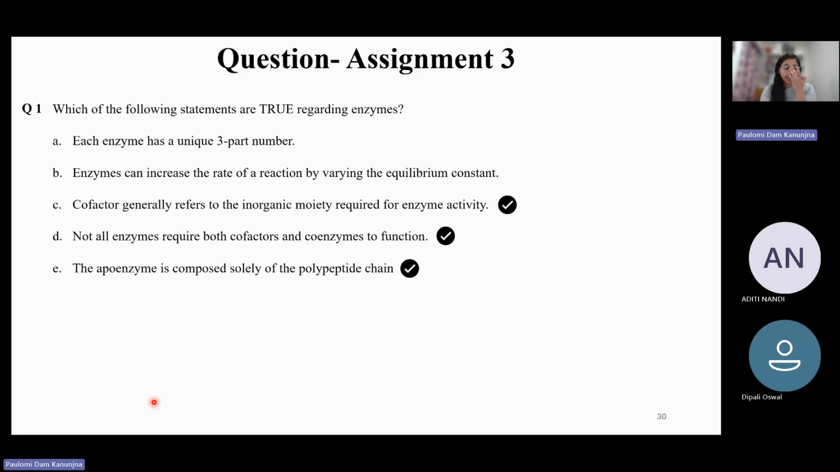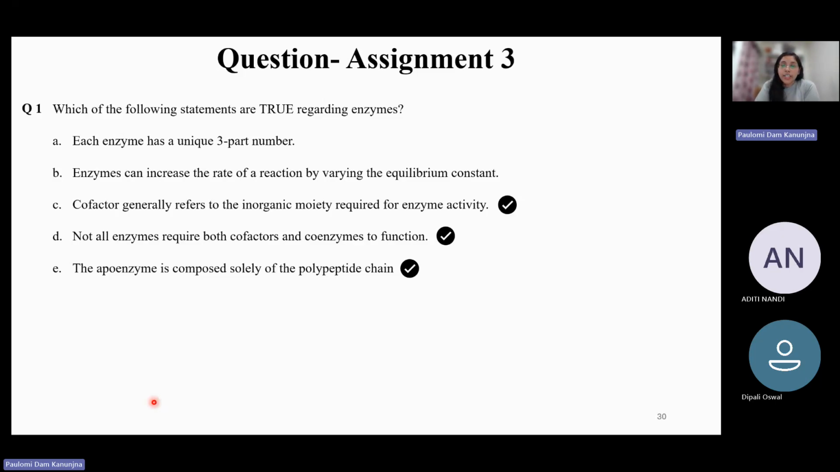So CDE is exactly what is correct. The first one says that each enzyme has a three-part number, which is incorrect. If you remember the classification of the enzyme, they have four parts, something like EC 2.7.0.1. So you will have four parts to it. The second one says enzymes can increase the rate of reaction by varying the equilibrium constant. This is a very basic point of enzyme kinetics. They don't affect the equilibrium constant. They lower the activation energy. That's what they do. And the remaining three statements are correct.